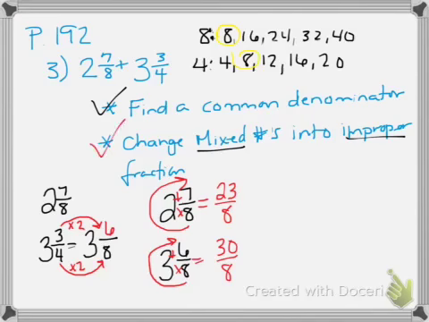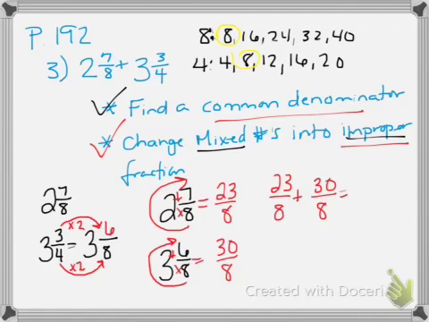Now I have found a common denominator. I have changed my mixed numbers into improper fractions. All I have left to do is add. And remember, when we add 23, let me give myself some space, 23 over 8 plus 30 over 8. We only add the numerators. That's why we have to make sure that our denominators are the same. So 23 plus 30 gives us 53 over 8.